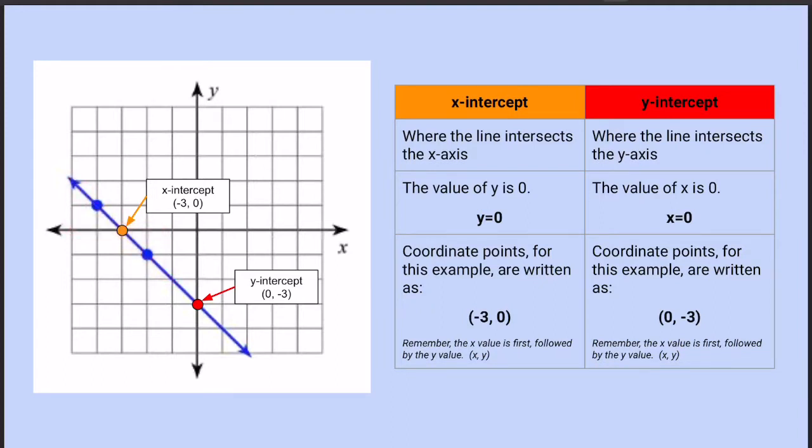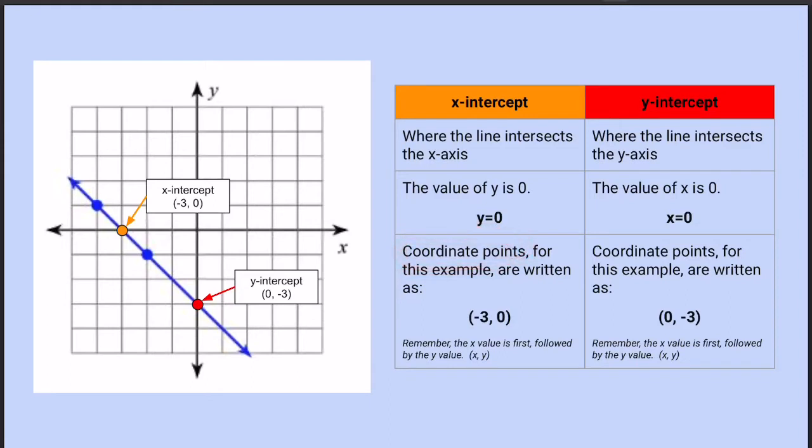Now at that point, we know x is -3 because it's -1, -2, -3. But what is the y value? Since the point is on the x-axis, that means y is equal to 0. So when we talk about the x-intercept, y immediately, you know, is equal to 0. No doubt. It is 0. And then you need to write it as coordinate points.